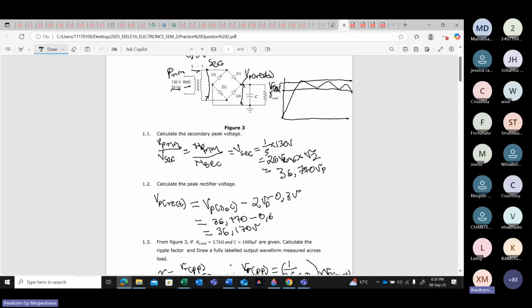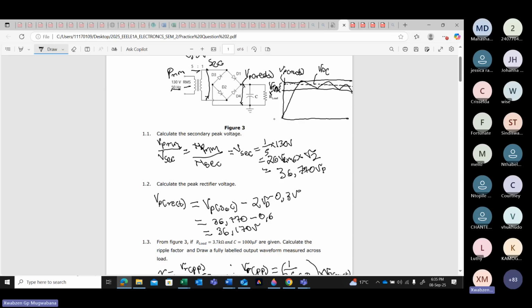Then from there, you will see the maximum peak that you see here, that is your V peak rectifier. Then just below your peak voltage, that is where your VDC will lie. Just below the peak voltage is where your VDC will lie, which means this dotted line is your VDC.